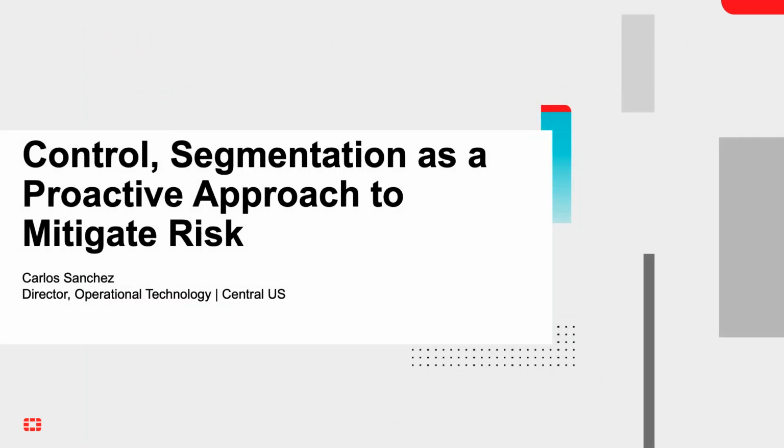Excellent. Today we're going to talk about control segmentation as a proactive approach to mitigating risk. As IoT devices flood the networks, including operational environments, there is a growing need for continuous verification of all users and devices as they get access to critical applications and corporate applications, data, and resources in general.